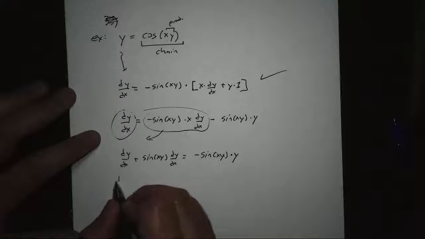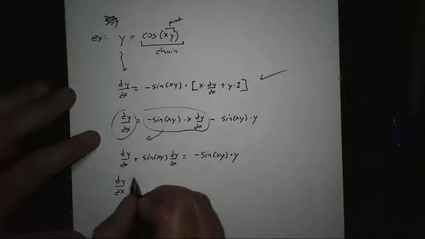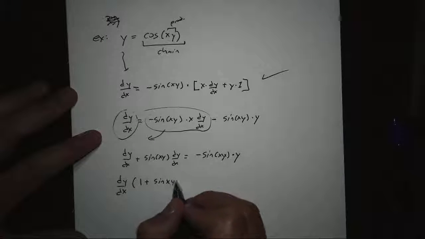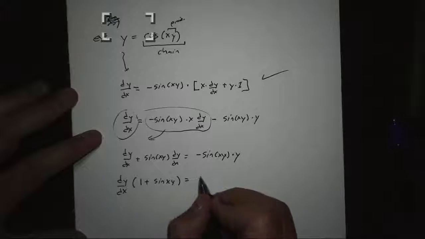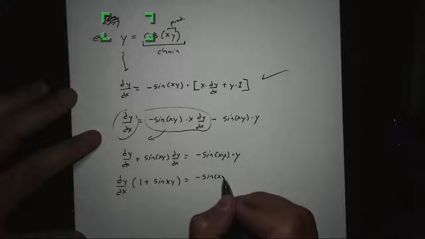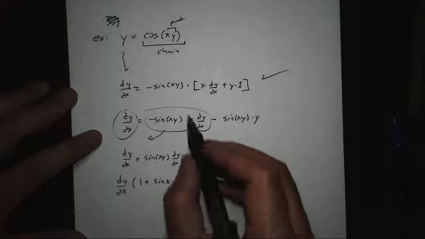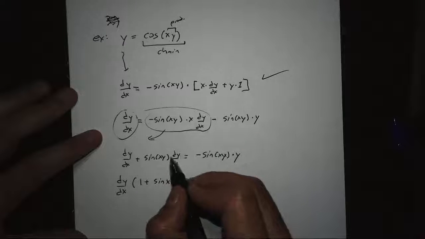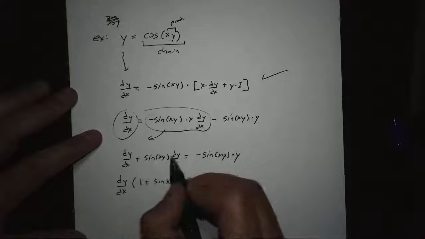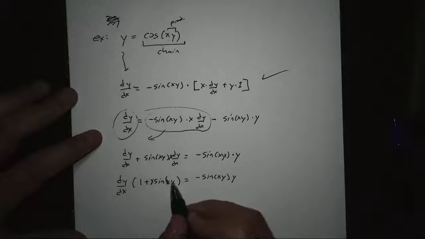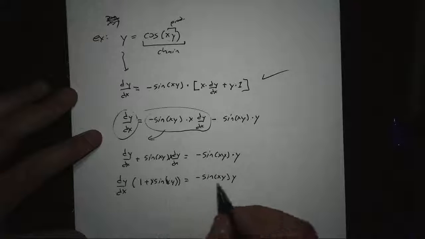Factor out your dy dx. Be very careful. This is 1 plus the sine of xy equal to negative the sine of xy times y. Whoops. I forgot my x over here. Some of you guys probably already figured that out. Put my x there, and I'll put my x out here in the front so I don't confuse it as like x squared. So there we go.